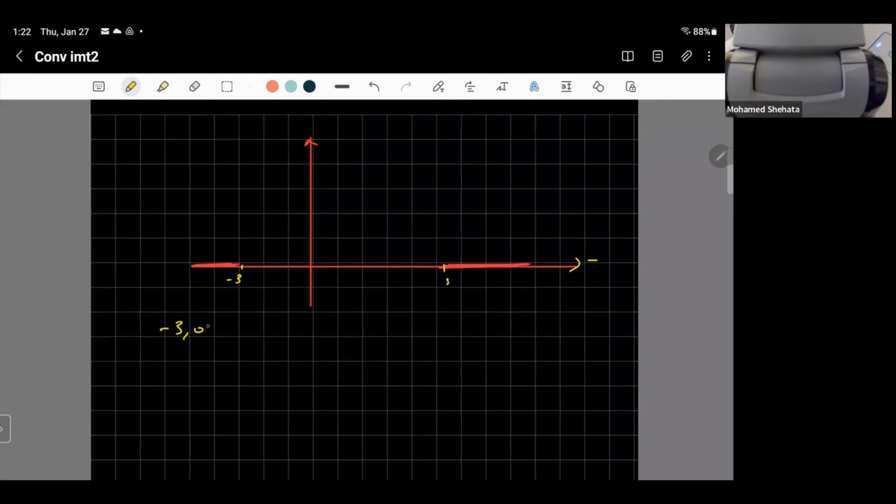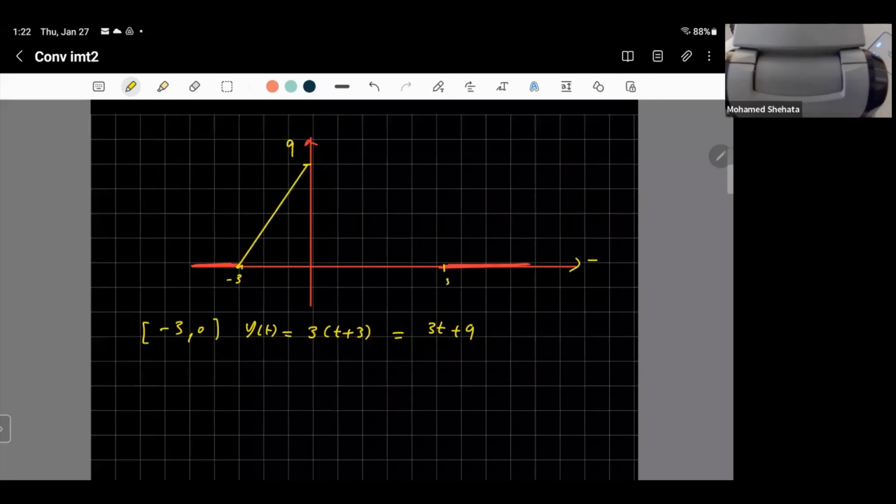From -3 up to 0, the function we found y of t equal to 3t plus 9. So at -3 we have 0. That's good. And the limit up to 0 at 0 would be 9. So just let's consider this is 9. I don't have enough space, so it's a straight line up to here.